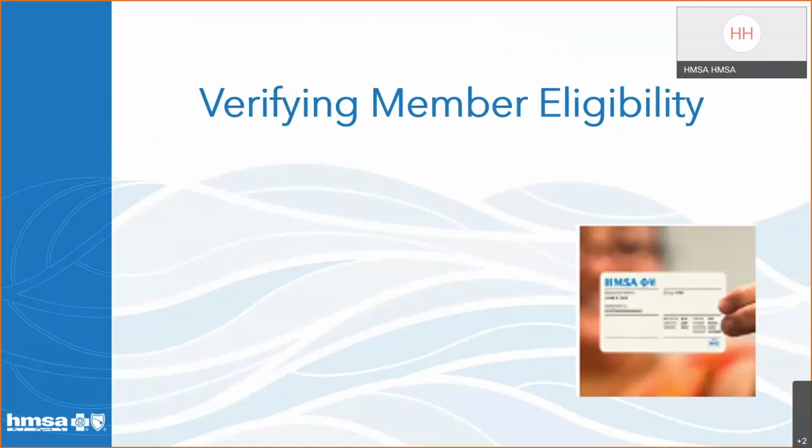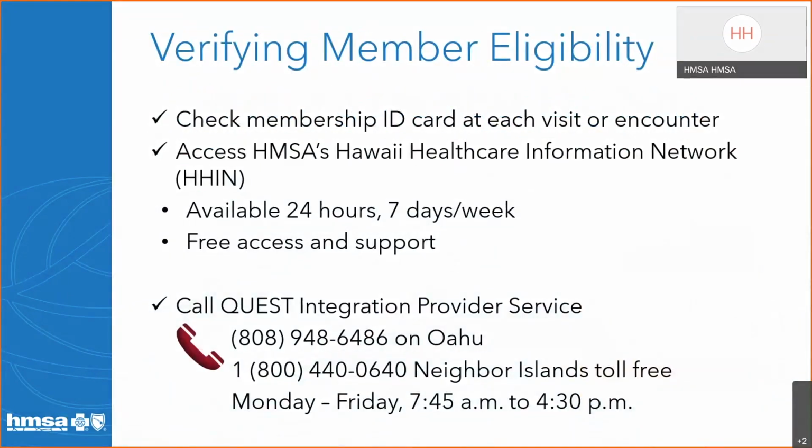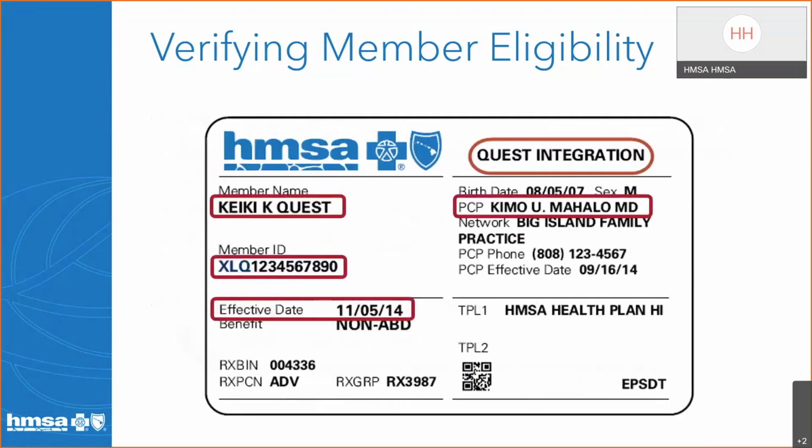Our next topic is verifying member eligibility. Because member eligibility is not guaranteed for each month, we encourage providers to check membership ID cards at each visit. Eligibility may be verified using HIN, which is available 24 hours, 7 days a week, or during business hours of 7:45 to 4:30. Providers may call the Quest Integration Provider Service line using the numbers shown here. You may also confirm members' eligibility by checking his or her current Quest Integration membership card.